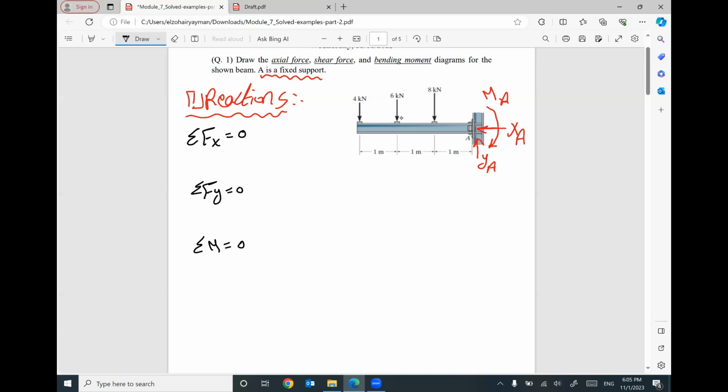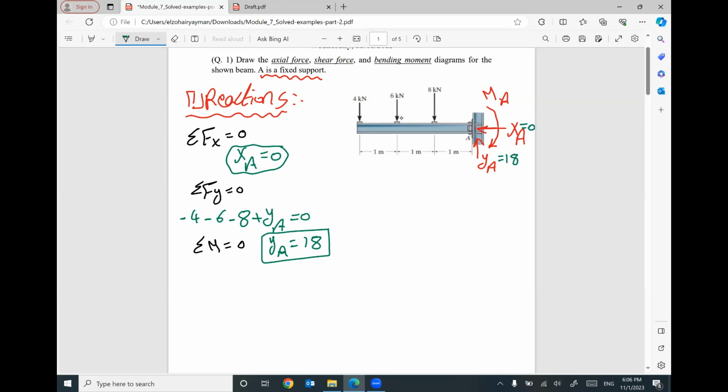So be organized. If you apply summation Fx equals 0, looks like we don't have anything except XA. So XA will be 0. This reaction will be 0. If you apply summation Fy equals 0, I have -4, -6, -8, and positive YA equals 0. I think I can say YA will be 18 kilonewton. So this reaction equals 18.